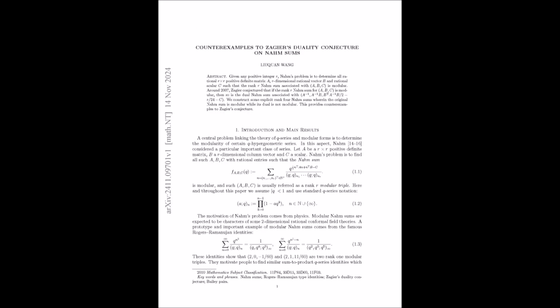Exactly. And when a Nahm sum is modular, it hints at this much deeper structure, and it even suggests connections to other areas of mathematics. Okay, I'm starting to see why this modularity is such a big deal. Yeah. Now let's talk about Zagier's conjecture. What was his bold claim about Nahm sums?